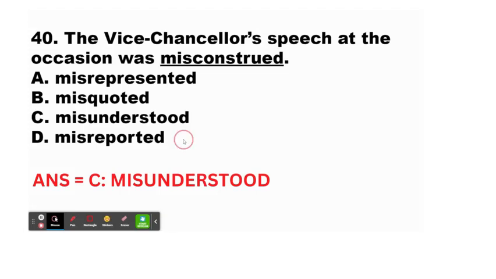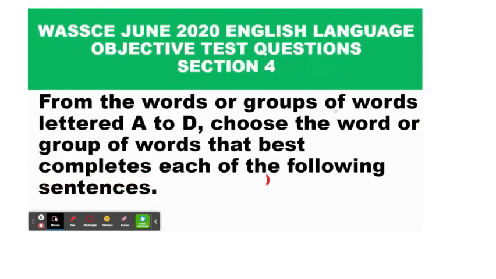Okay? Now, this brings us to section 4. Did I say section 4? The one we finished was section 4. So this obviously is a typo, right? This should be section 5, please. Take note of that. All right. From the words or group of words lettered A to D, choose the word or group of words that best completes each of the following sentences.